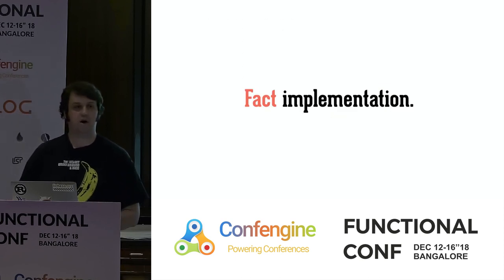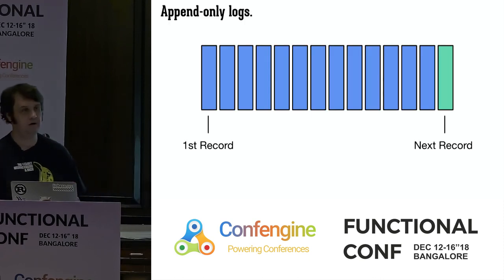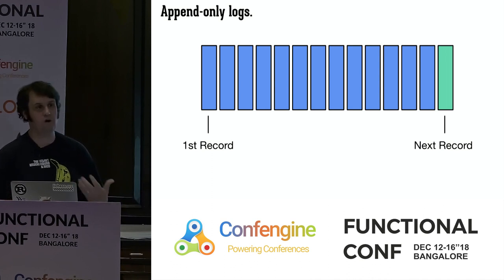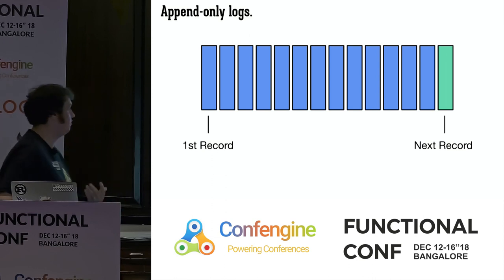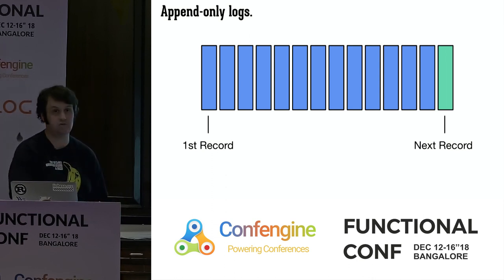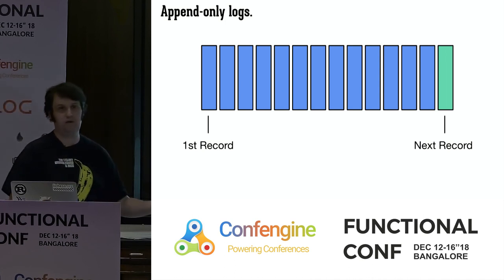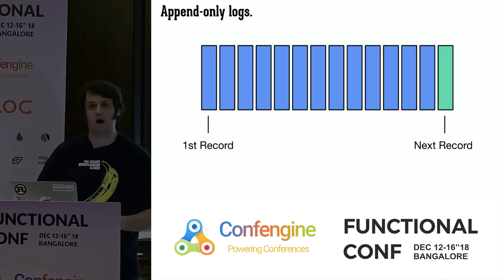The next part of the equation is how do we store and distribute facts? One of the most reusable approaches that we have is this idea of append-only logs. It's a very robust and reliable mechanism for storage. We could think of an append-only log as fact storage directly. We write one record, then we write another, and we write another. We never go back and update anything. We just keep appending. And these have been used in real database systems for a very long time.